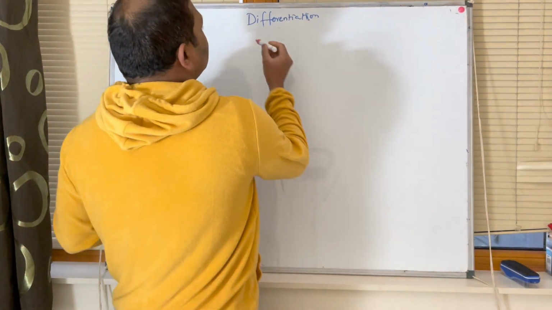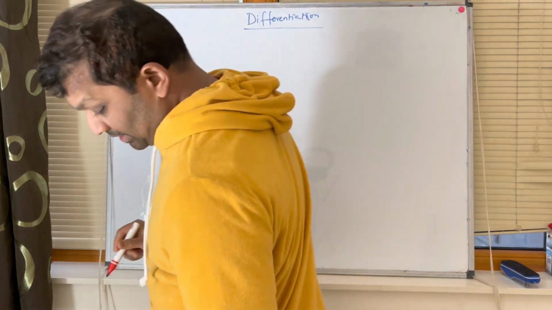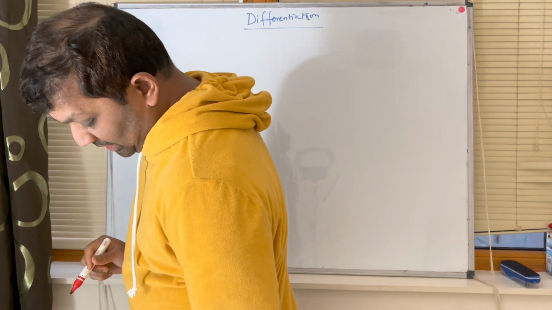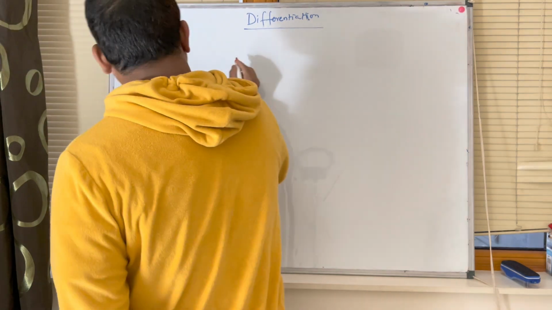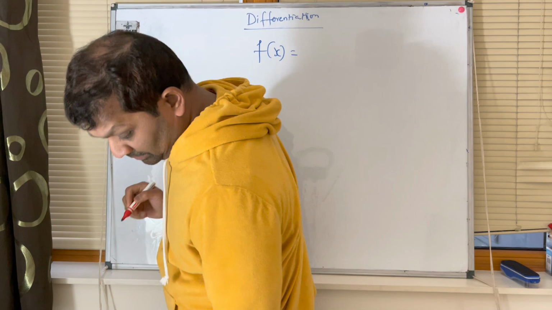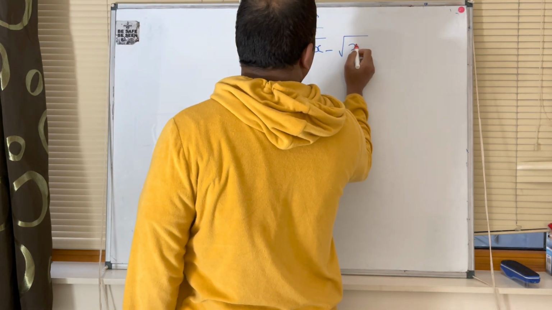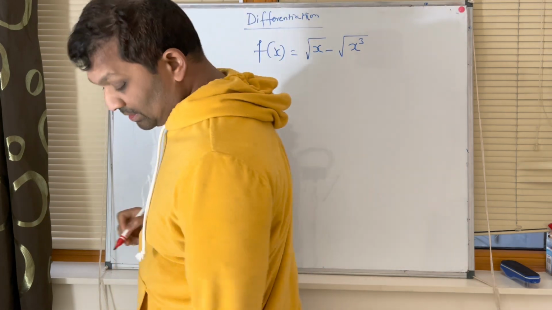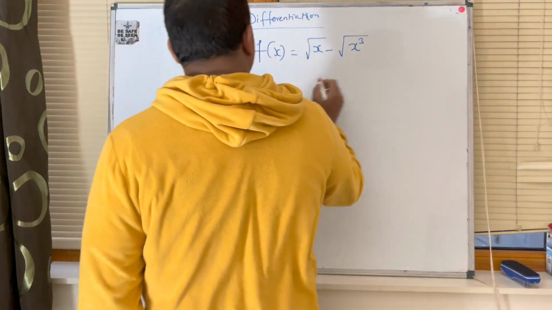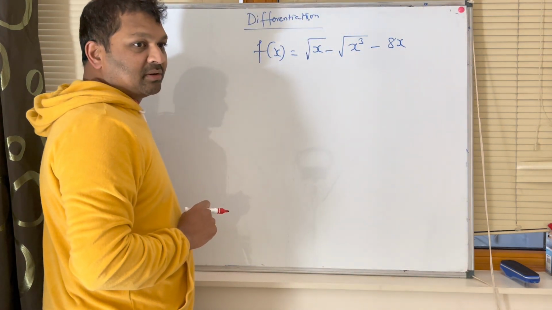Hello guys, let's continue this differentiation and we'll pick up some more questions and try to solve them. The first question for today is f of x is equal to square root of x minus x cube under root minus 8x. So this is the given function and we need to find the differentiation of it.